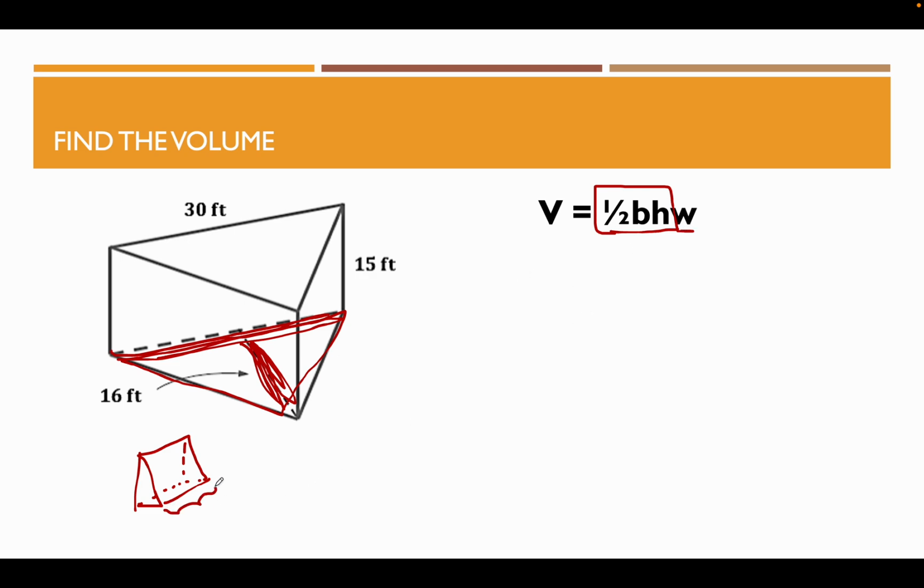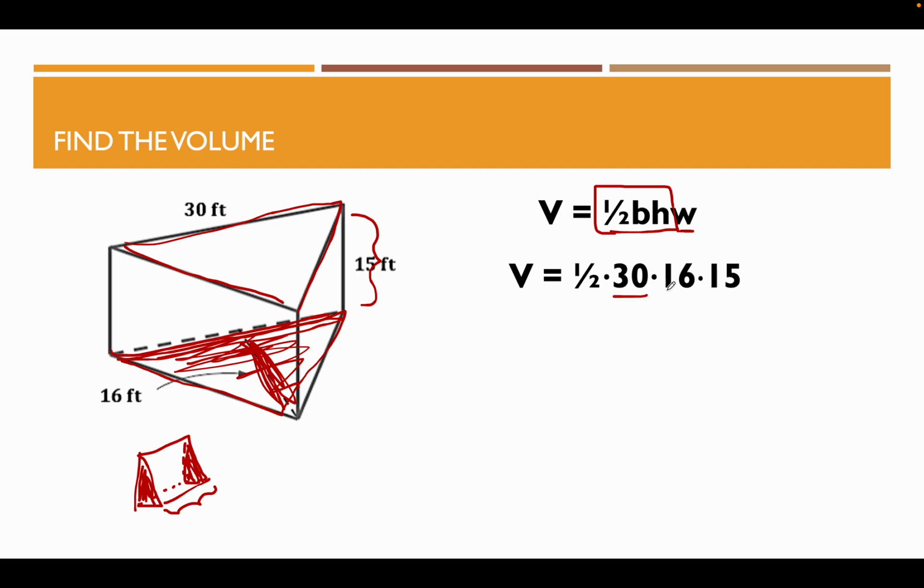If you remember from the first example, the width was this measurement right here between the triangle in the front and the triangle in the back. The width was how much space, like how far apart are the two triangles spread out. In this example, here's our triangle on the bottom. We have another triangle on the top, and the width is not going to be 30, it's going to be 15, because that's the amount of space between our two triangles. So what we have here is 1/2 times 30 times 16 times 15, which is a total of 3,600 feet cubed.